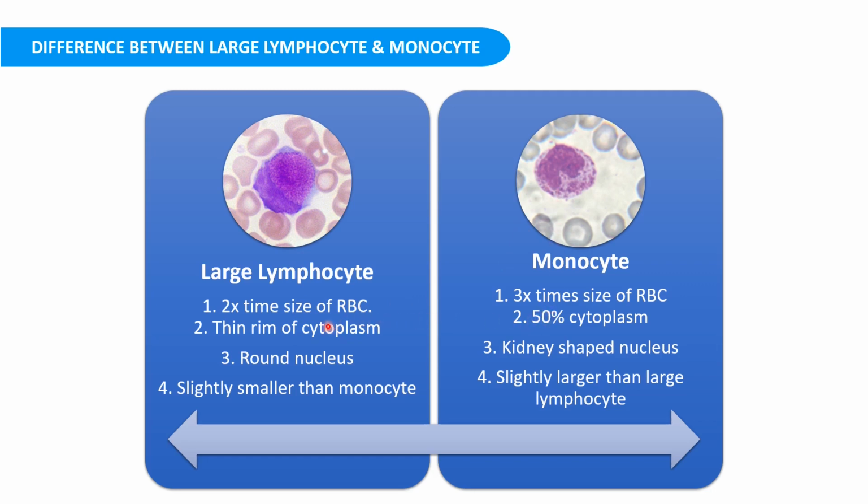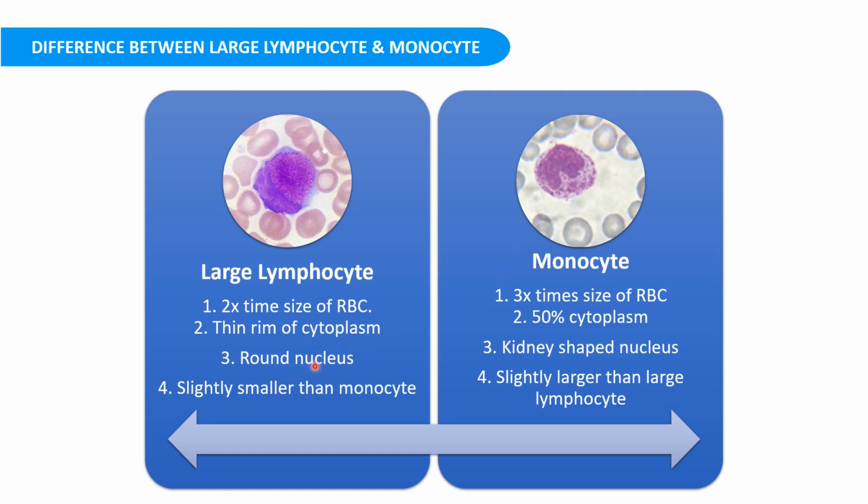But the most important difference that we have found practically is that the large lymphocyte has a very small amount of cytoplasm on the periphery. You can see a big purple nucleus and a very thin rim of blue cytoplasm. So a very thin rim of cytoplasm is present in a large lymphocyte. In a monocyte, about 50% is cytoplasm. So if you find a very big WBC with 50% cytoplasm, it is a monocyte, but if only a thin rim is present, it is a large lymphocyte. This is the major difference.